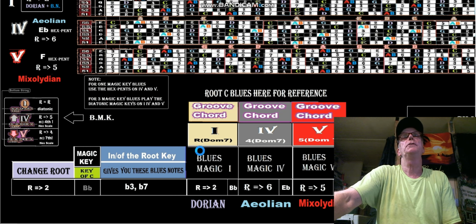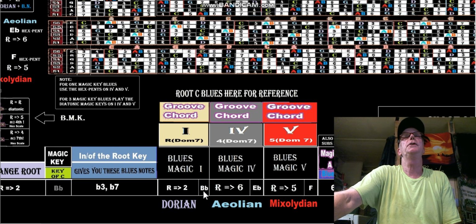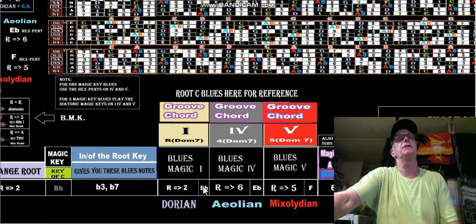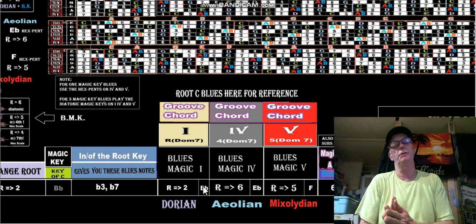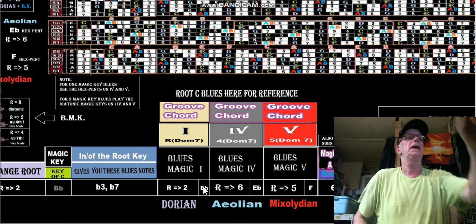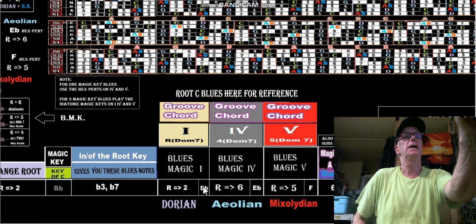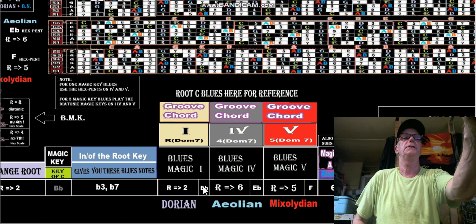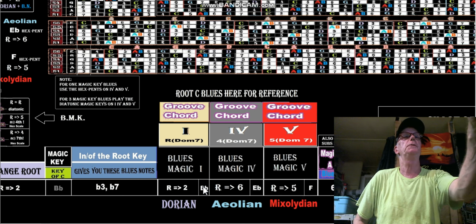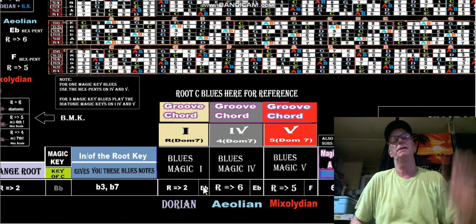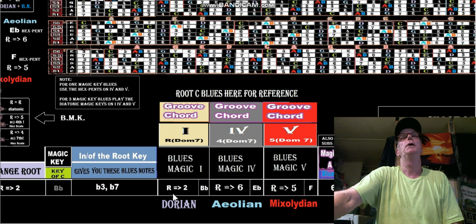So the blues magic key, the root goes to 2, and in B flat, if we're in the key of C. It helps to decide what key you're going to be in, what the blues magic keys 1, 4, and 5 are. If you're in the key of A, then the blues magic key is G, and the 1, 4, 5 is going to be G, C, and D. But we're in the key of C.